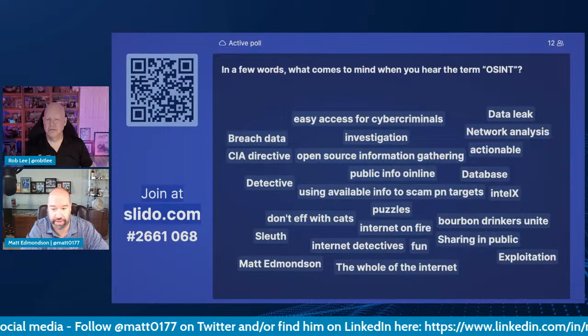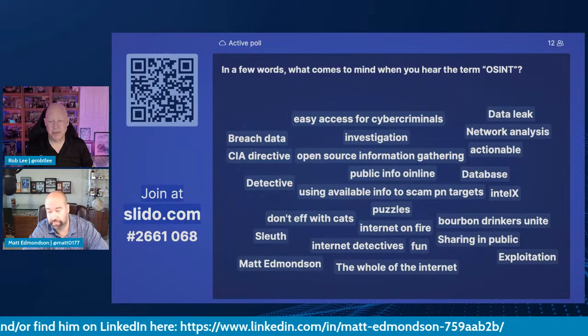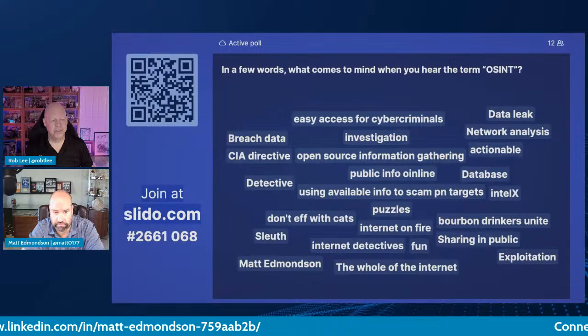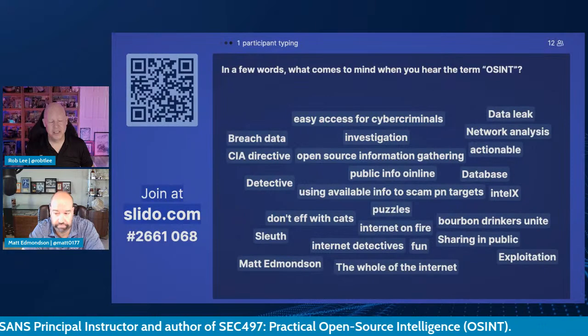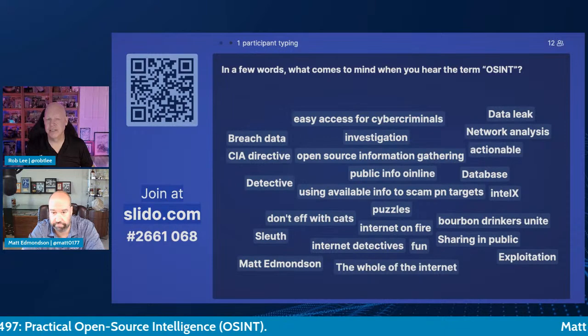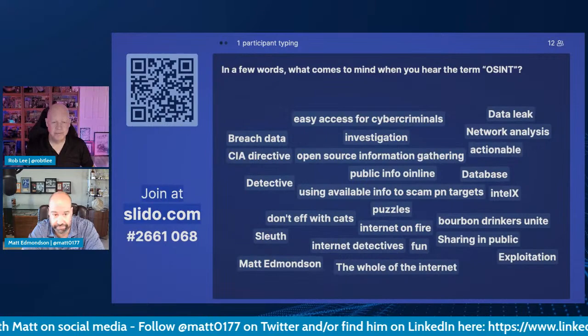Yeah, looking at this data leak, easy access for cyber criminals. That's something that's interesting, which I'd like to get into. Those with great power have great responsibility, as the saying goes. But the idea that this information that's available online is available to anyone. Yeah. So it can be used for both good and evil. Comment on that. I'm interested.